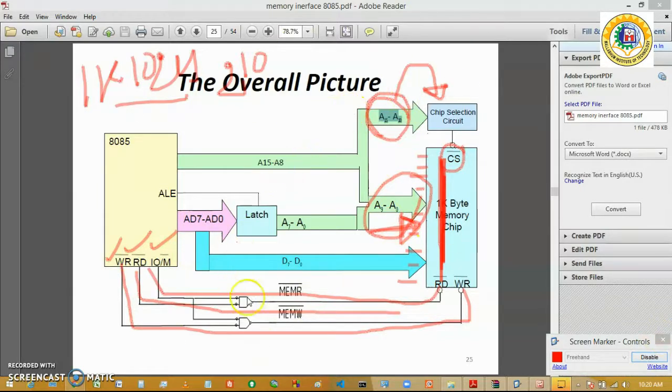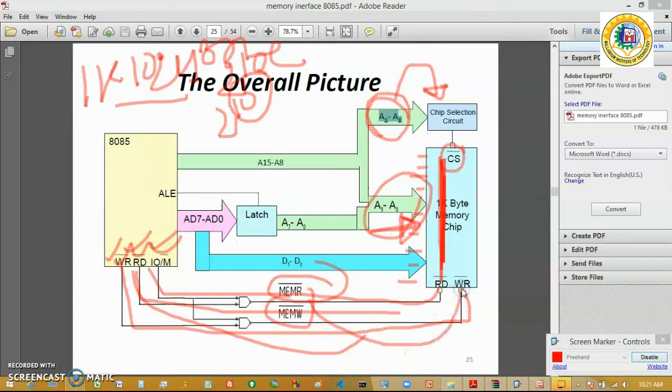I am repeating again: as there is 1 kilobyte of memory, 1 kilobyte is 1024 bytes, and 1024 bytes means 2 to the power 10. So 2 to the power 10 means we require only 10 address lines of the microprocessor to be connected with the memory. The rest of the lines are used as chip select lines, and the microprocessor read and write signals are to be connected with the different logic. This is the MEMR bar signal, and the MEMW signal is connected with the corresponding memory.